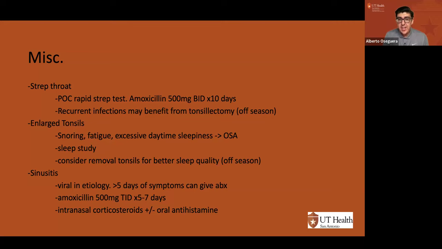Sinusitis is very common. Usually it's viral in etiology. If symptoms persist over about 5 days, then antibiotics can be indicated with amoxicillin. Again, try to prevent these issues with intranasal corticosteroids. That's your first line treatment for any sort of allergic rhinitis. And then an oral antihistamine can be your second, an additional agent for that.